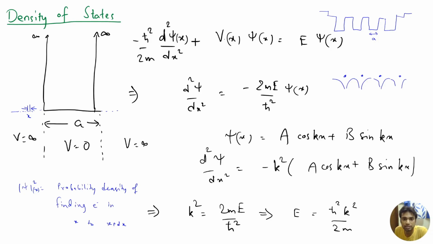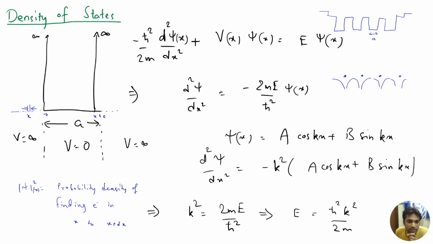If V is infinity, then the only way the Schrodinger equation can be satisfied is when psi of x is 0. Then the left hand side and right hand side are both 0. It has to be identically 0, because there has to be no curvature of the wave function. So it is identically 0 up to this boundary. Now all we have to do is find how the wave function is behaving inside the potential well, in the region from x equal to 0 to x equal to a.